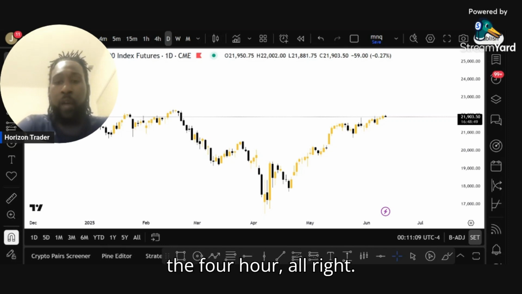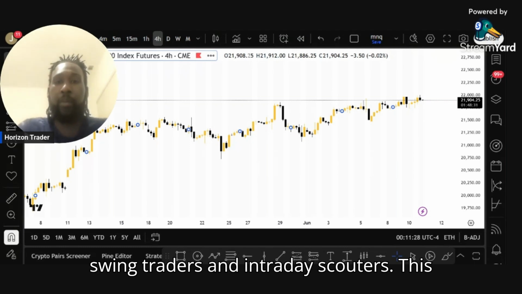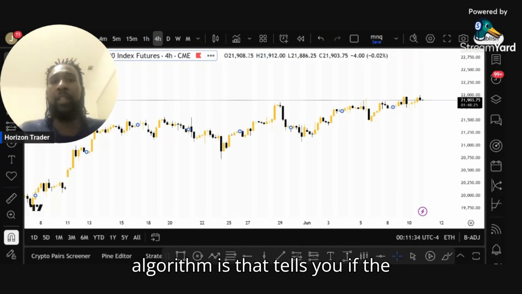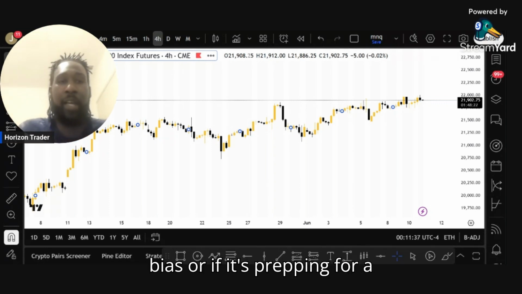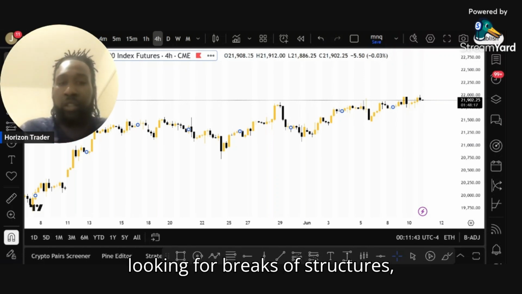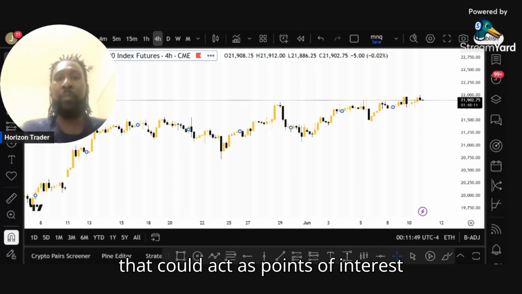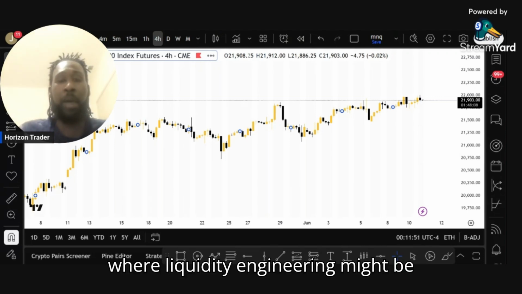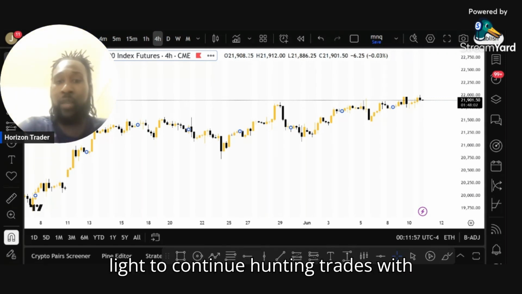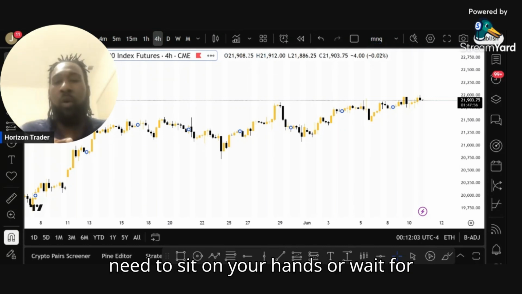Next, we move into the 4-hour. The 4-hour chart is key for intraday swing traders and intraday scalpers. This is where you can see more refined structure shifts that tell you if the algorithm is expanding with the daily bias or if it's prepping for a reversal. On the 4-hour, you should be looking for breaks of structure, changes of character, fair value gaps that could act as points of interest where liquidity engineering might be setting up. If the 4-hour aligns with the daily, you got a green light to continue hunting trades with your bias. If it doesn't, you might need to sit on your hands or wait for cleaner structure.